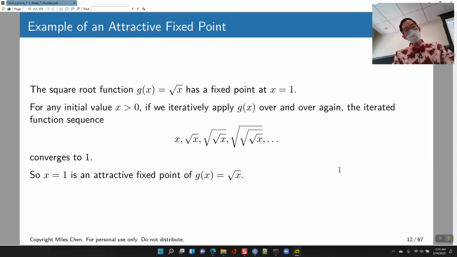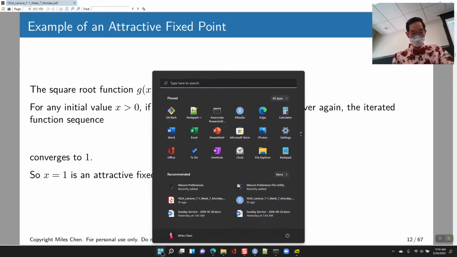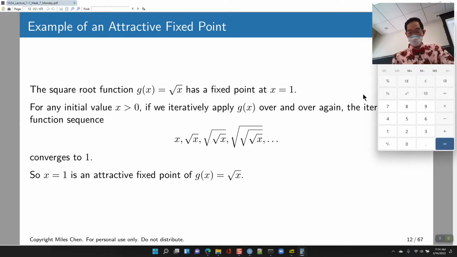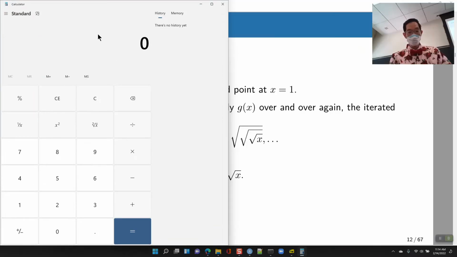Here's an example that I think we're mostly familiar with, the square root function. The square root function has an attractive fixed point at x equal to 1. You can start off with any value, and if you apply the square root function, it's just going to get you closer and closer to 1. So let me pull out a calculator and I'll just demonstrate this. Okay, so let's do 1004.